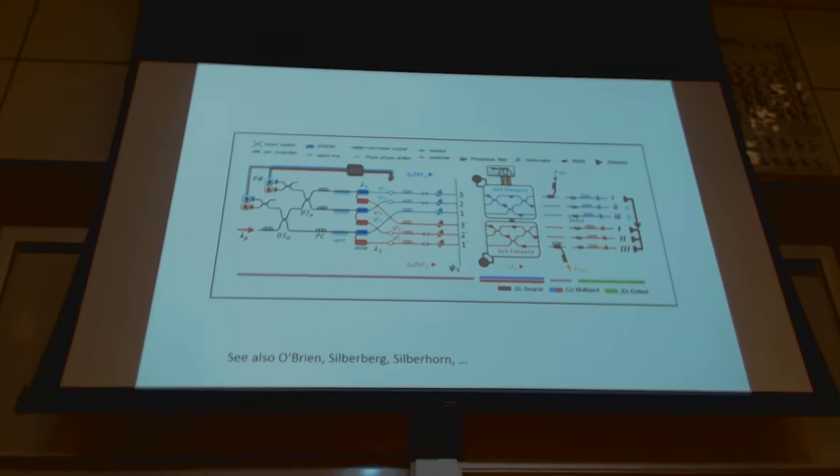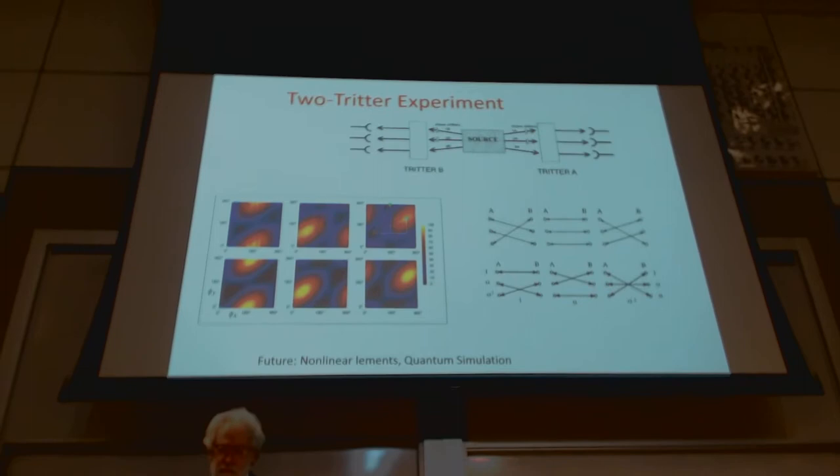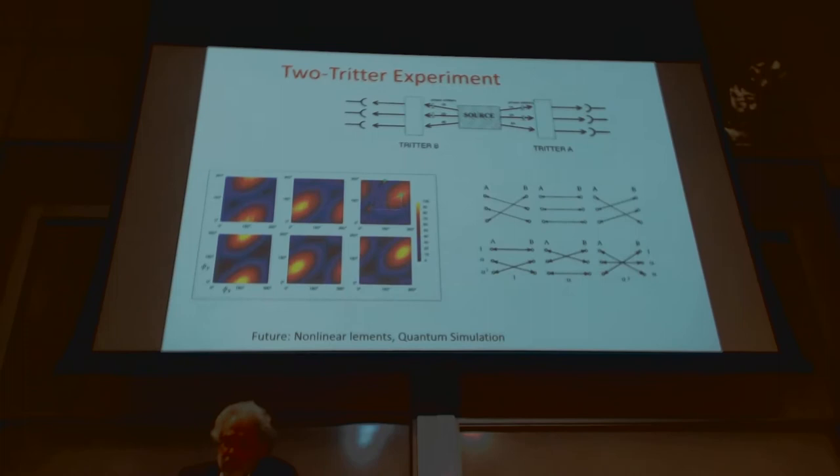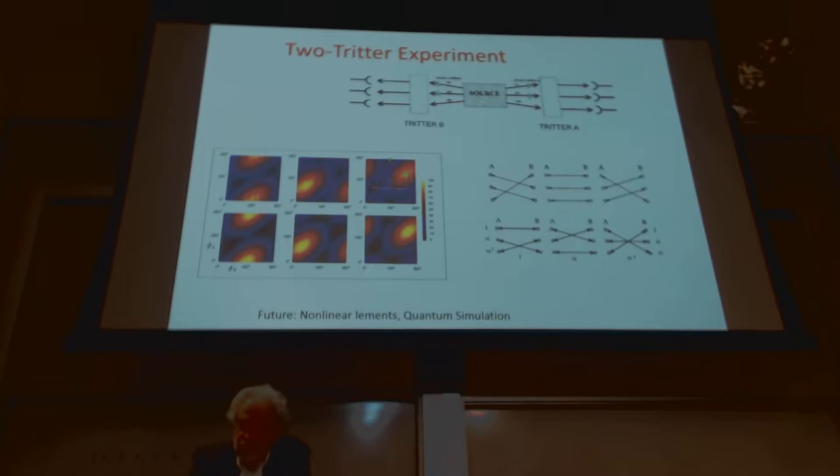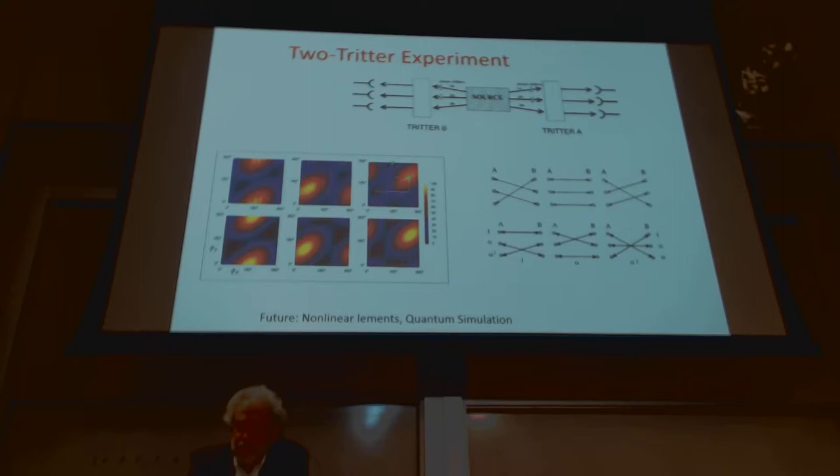Or any other correlations. Here's the experimental results again. The correlations between the two sides are a function of relative phase, and these are the two different classes of correlations which you expect. So that is just the status of a recent experiment.